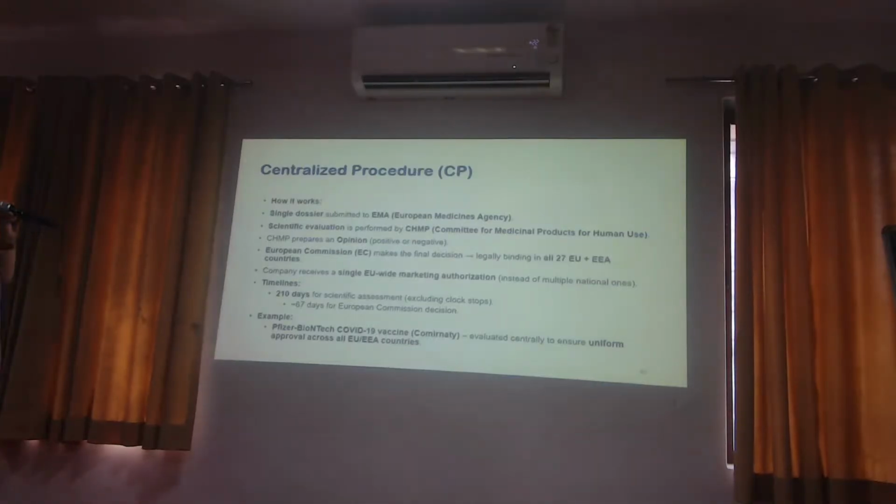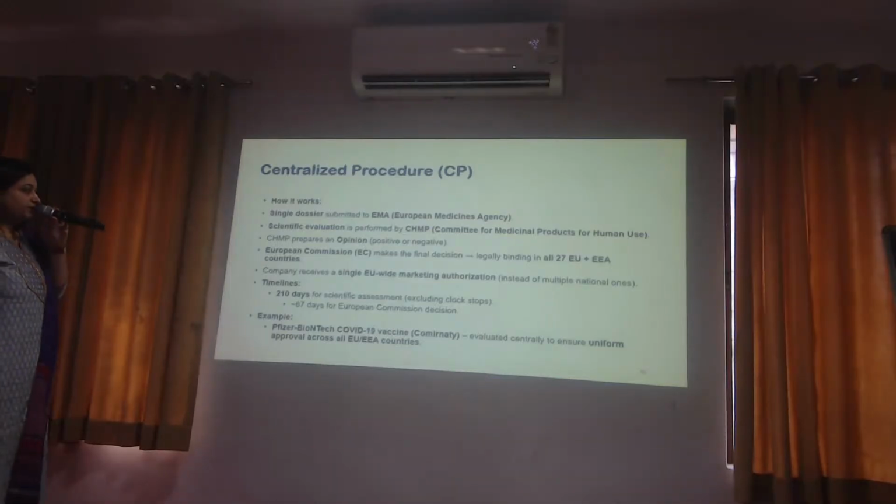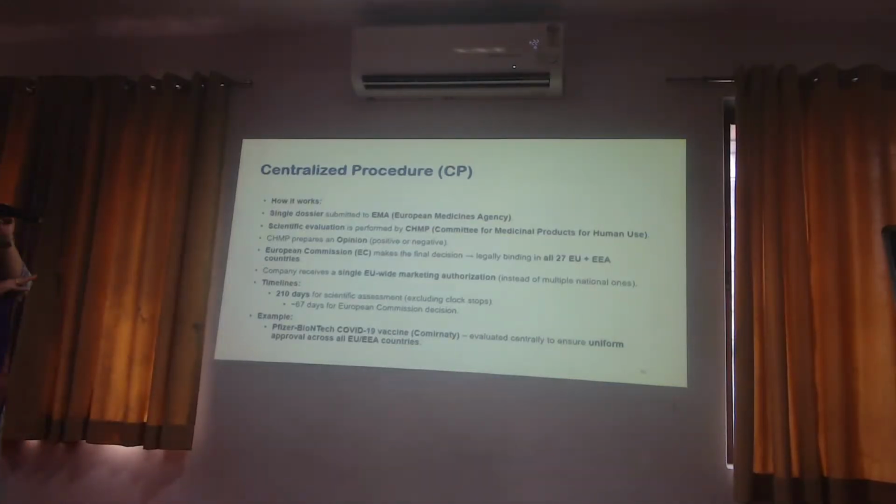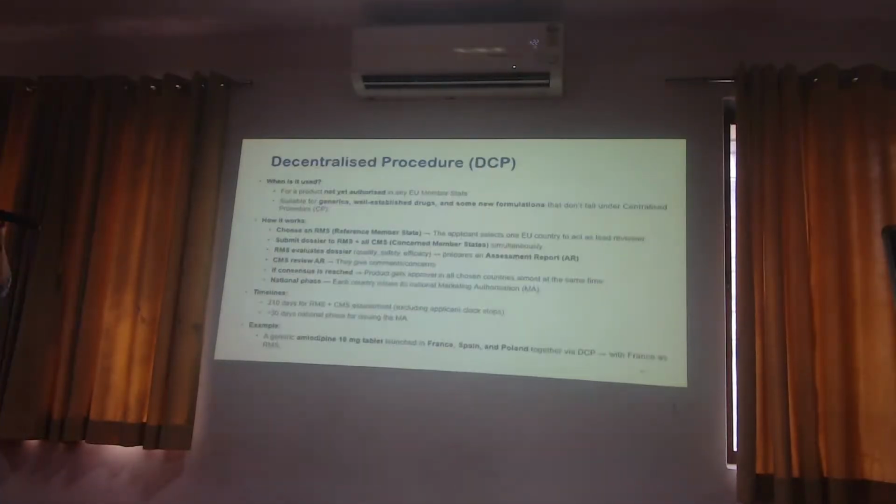Companies receive a single EU-wide marketing authorization instead of multiple national ones. So this will give you access to all 27 countries and EEA countries. Generally, the timeline is 210 days. An example is the COVID-19 vaccine. It is evaluated centrally for uniform approval across all EU countries.